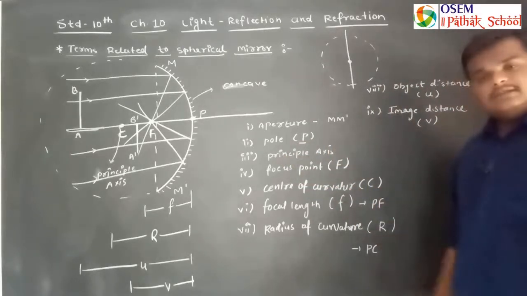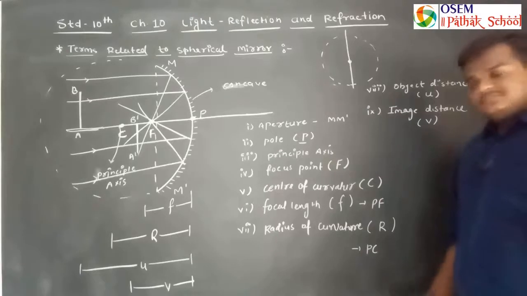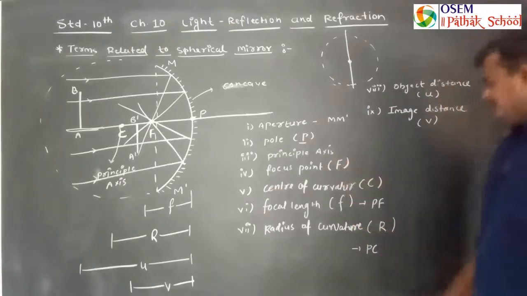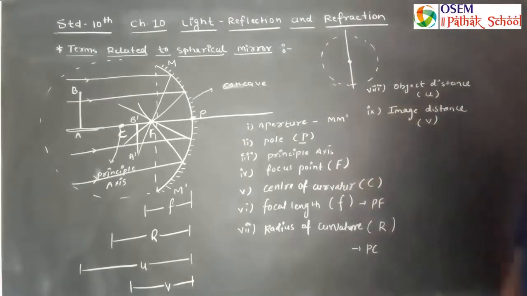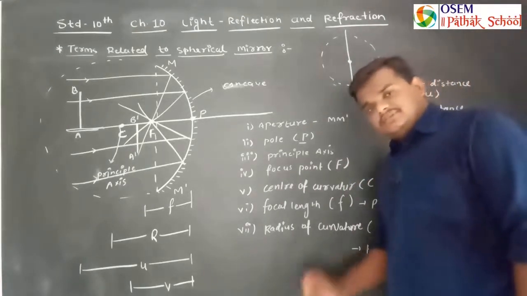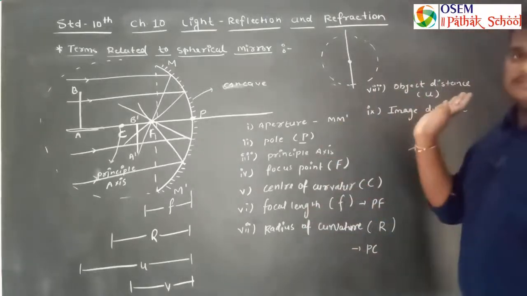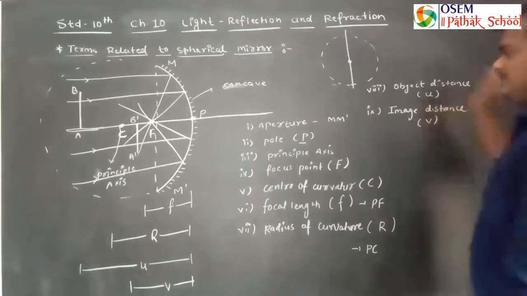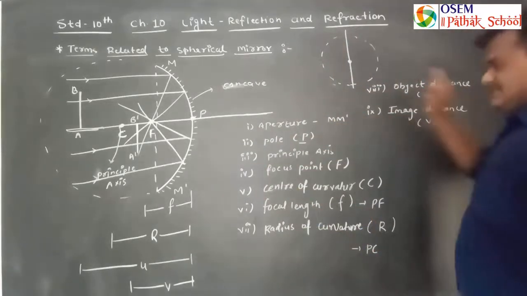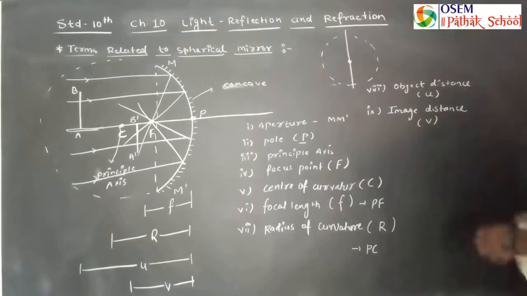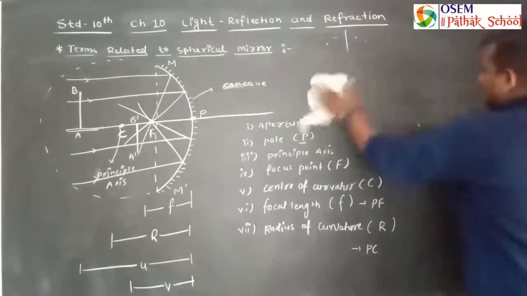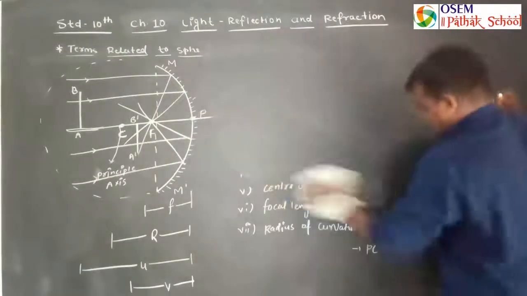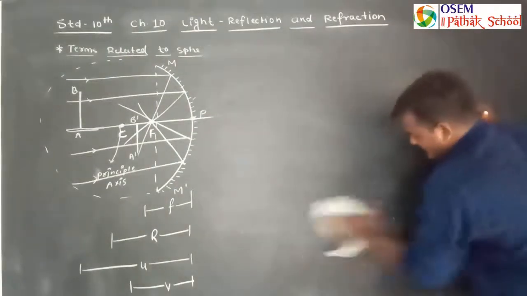In that lecture, these are very important: small f, capital R, small v, small u. U is object distance, v is image distance. It should be clear in your mind, otherwise you will not be able to solve the numericals. So please keep it in mind and revise it. Now we are moving on to another topic of your chapter, ray diagrams.